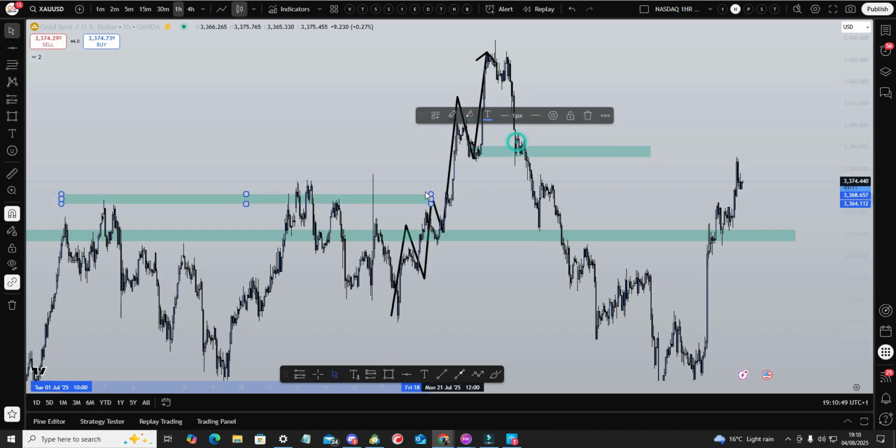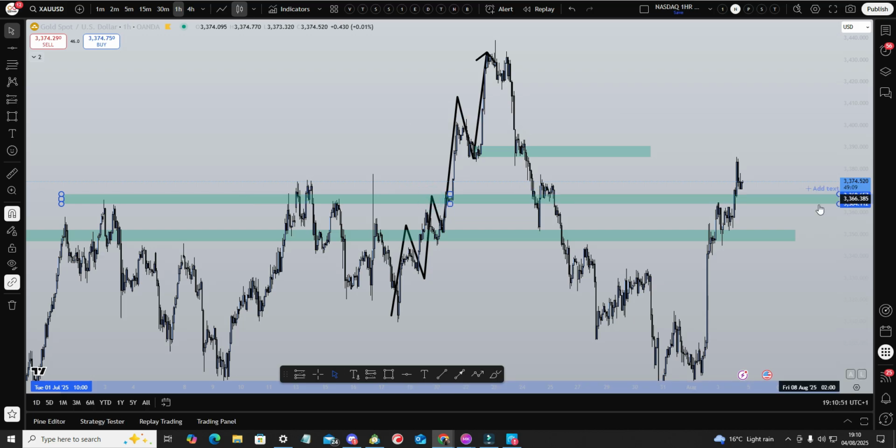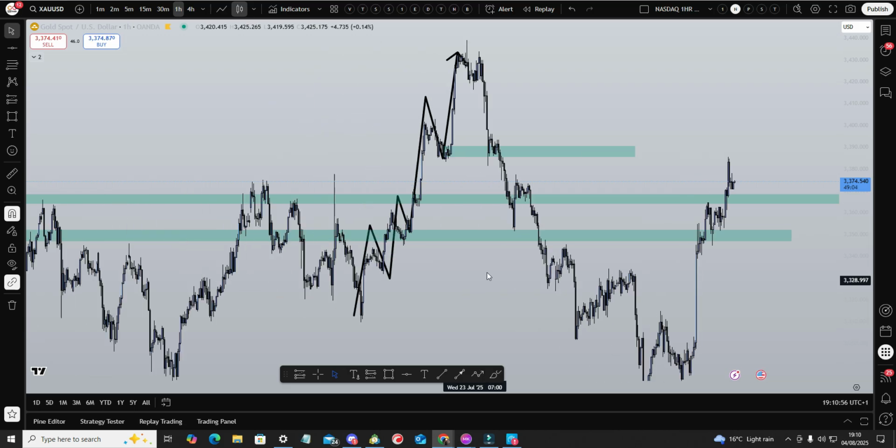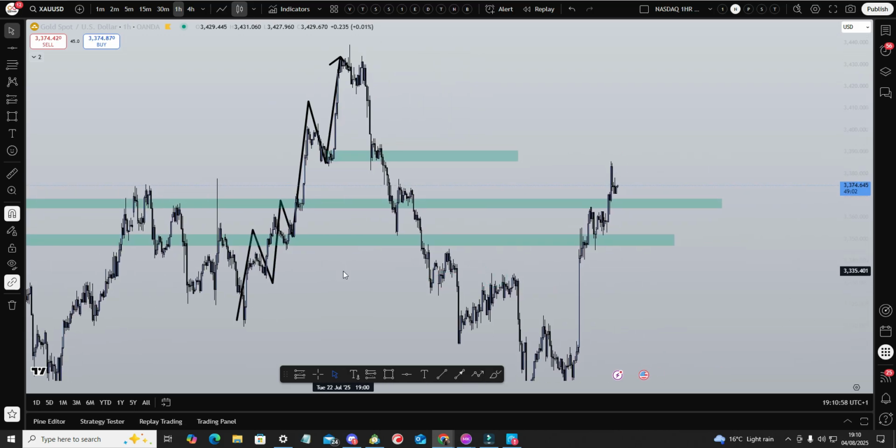Now this is not how I personally mark my zones. I just want to make that very clear as well, in case there's any confusion. This is not how I mark my zones, but as you can see, it's very, very simple.